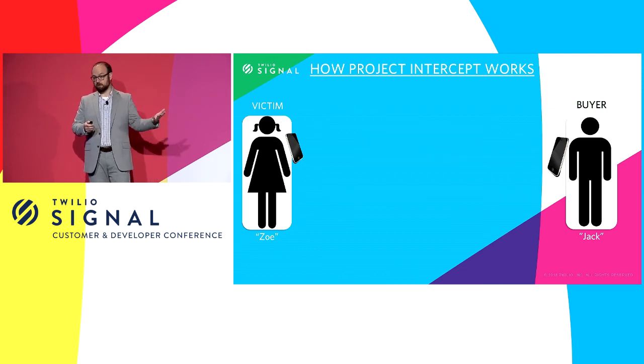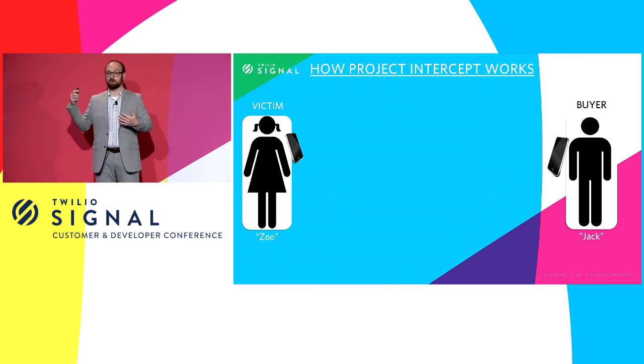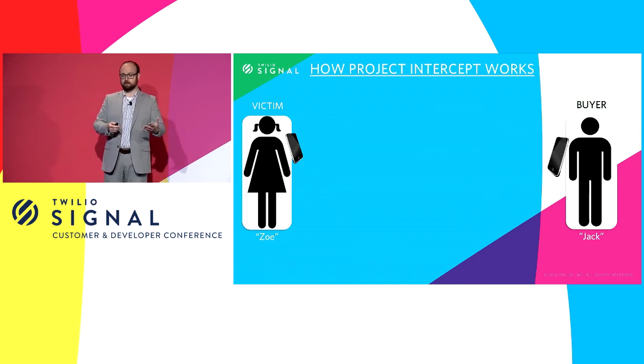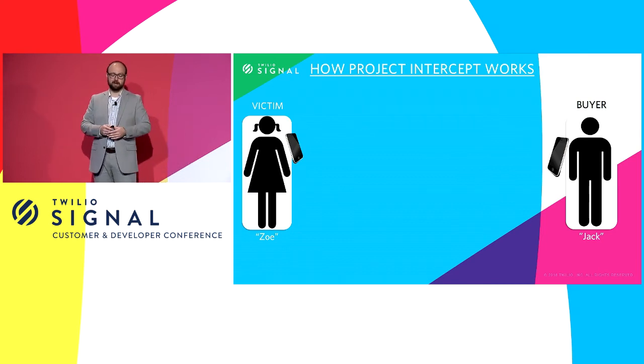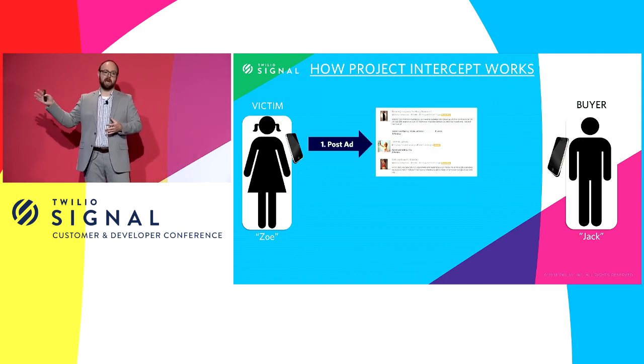One being a victim, in this case we'll call her Zoe, and the other being the buyer. In this case, we'll call him Jack. Now there's a third person in a bunch of these cases, a trafficker or a pimp, but what we learned from talking with survivors and the service providers who work with them is that most of the time, Zoe is posted in an ad online.